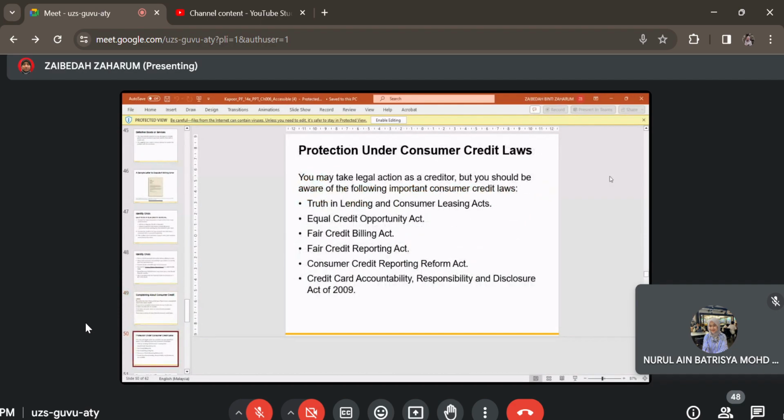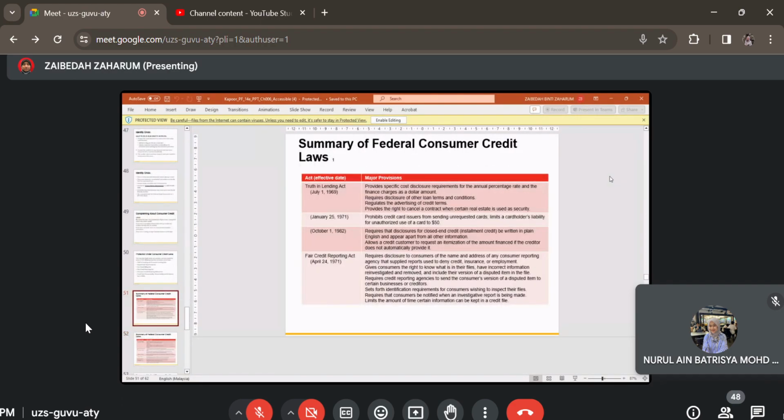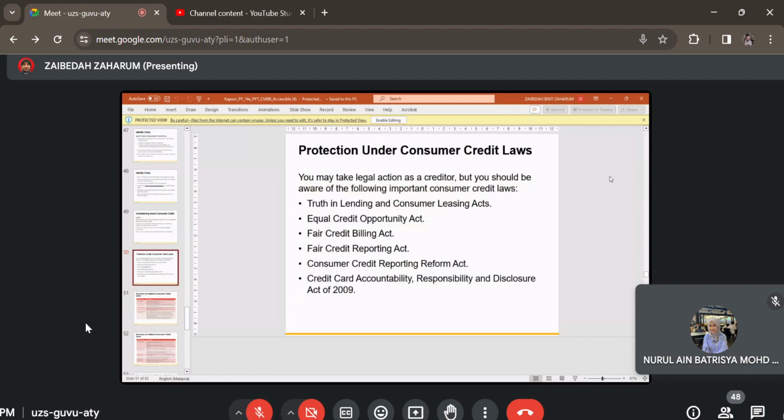So ni akta-akta tadi saya dah bagi tahu, akta-akta yang terlibat. Sebab yang ini more to the akta di luar negara. So mungkin ada a certain akta yang diguna pakai di Malaysia, tapi just nak as a knowledge, they have certain acts yang akan protect we as a consumer.